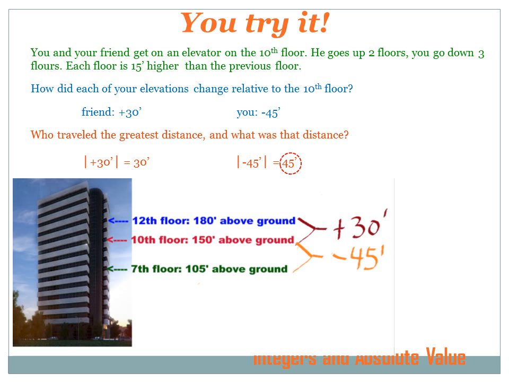The second question is, who traveled the greatest distance? Well, now you remember, distance is always listed as an absolute value. Los Angeles is not minus 1,250 miles from your home, so distance is an absolute value. It's always a positive number. Your friend increased by 30, and the absolute value of positive 30 is 30 feet. You decreased by 45 feet, or you changed by negative 45 feet, but we got to get the absolute value of that, which is 45 feet, so you traveled the greatest distance.